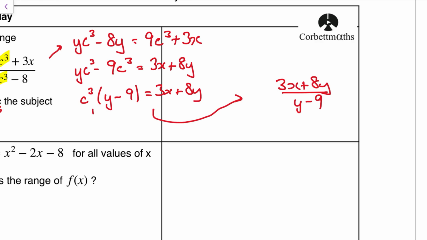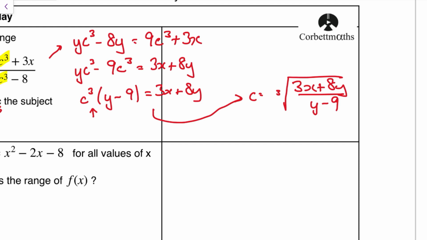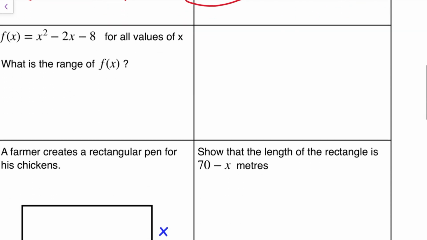However, this one's got a little extra trick in it, hasn't it? Because it's not c, it's c cubed. So therefore, I'm also going to take the cube root of both sides. And actually what I'm going to do is I'm going to move that over slightly so I'm not squishing it in. So the cube root of 3x plus 8y over 9 minus y. First question, done. Next question.